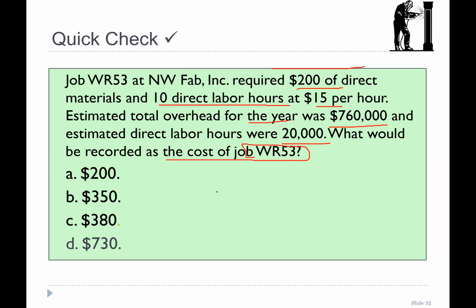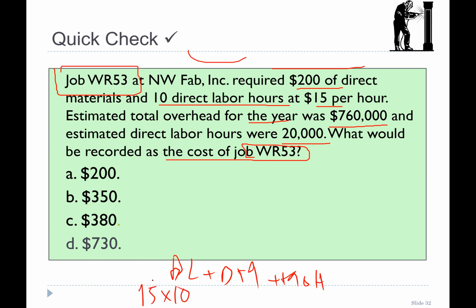WR53? So we need to find the cost of the job WR53. Cost is direct labor plus direct material plus manufacturing overhead. So what is the direct labor? Direct labor is 150: 10 hours at 15 per hour. So that would be your direct labor. What is direct material? 200. And what is manufacturing overhead?